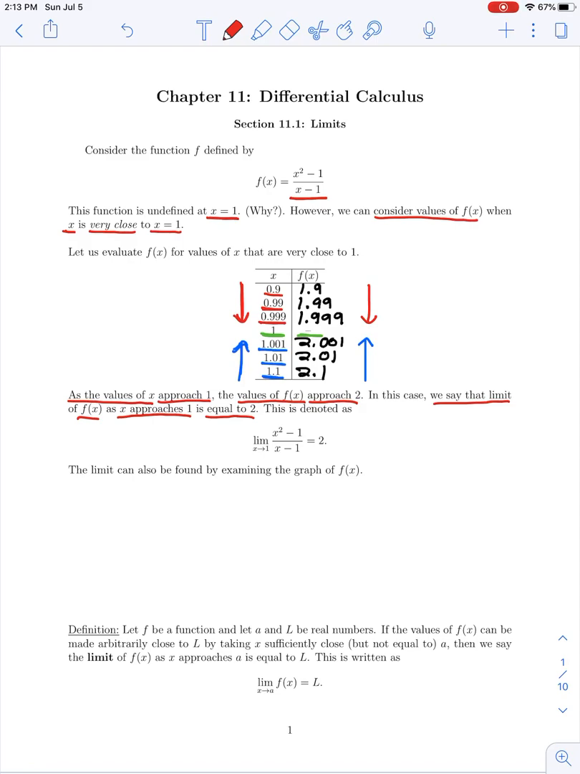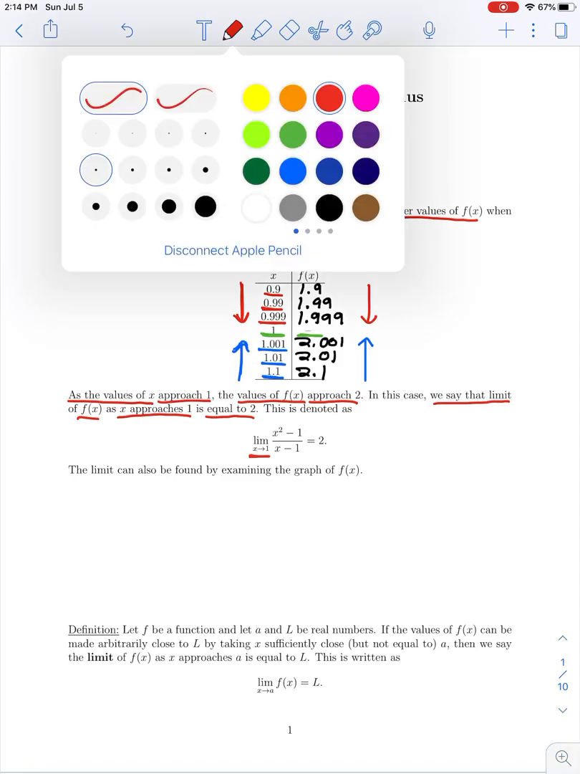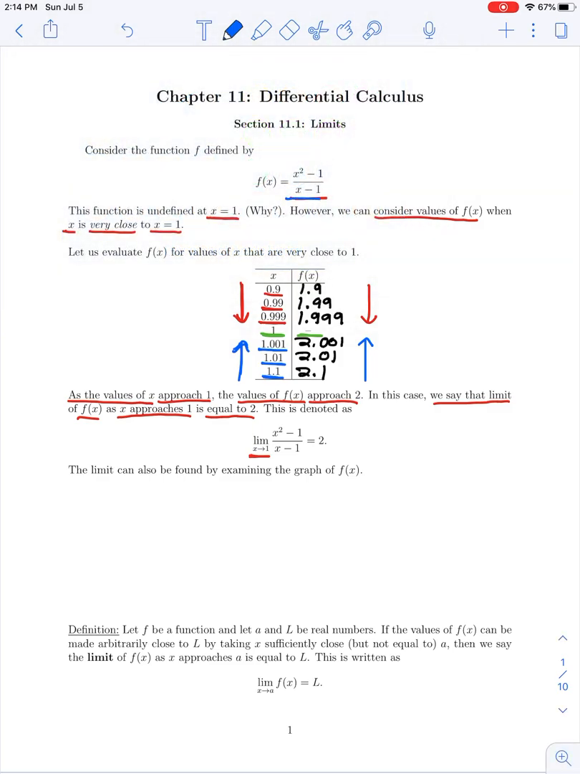So we have an LIM for limit, and underneath that LIM, we have x with a little arrow moving towards 1. So we would say x is approaching 1, and the function that we were considering in this example was the function x squared minus 1 over x minus 1. So we write out the definition of our function, and then it's equal to, in this case, 2, whatever number the values of our function seem to be getting closer to.